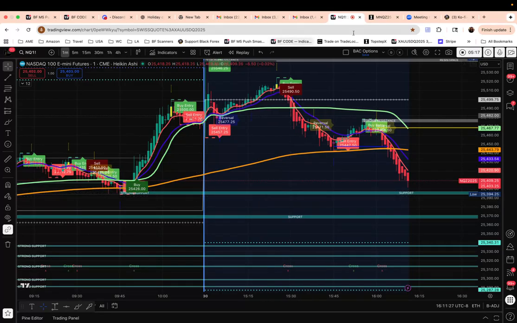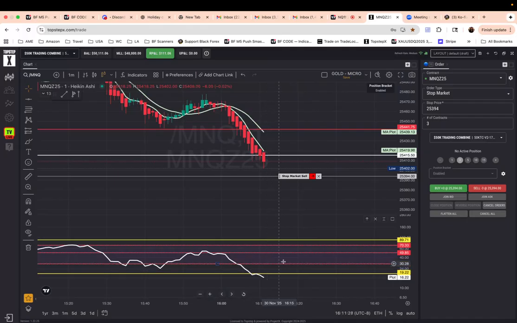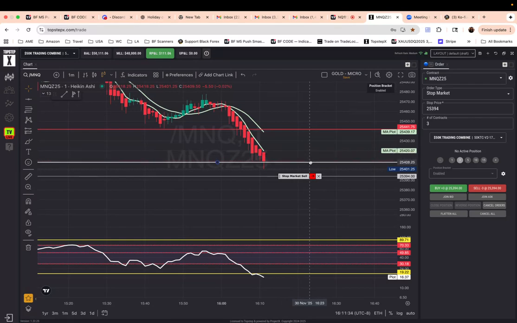Okay. I'm going to go ahead and I'm going to look at my RSI. My RSI still needs to pull up some. I'm going to wait for it to pull up a little bit more before I get in another sale, just because I know it's really low in the RSI.